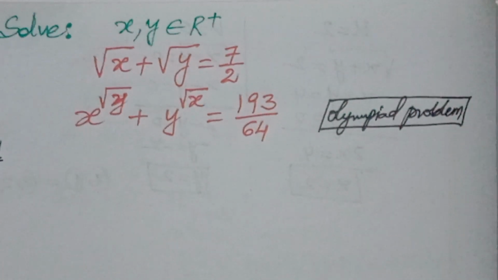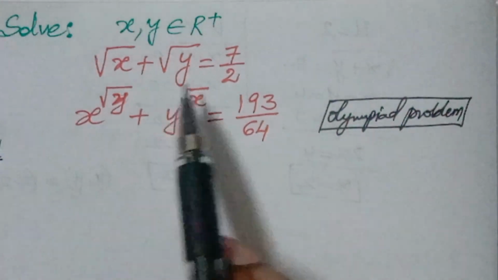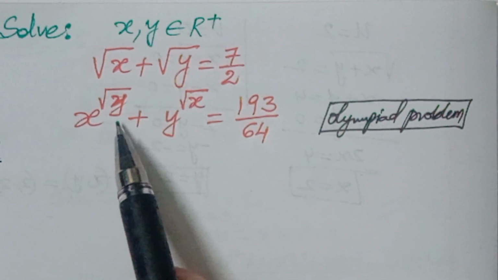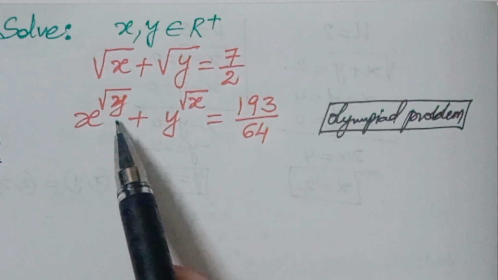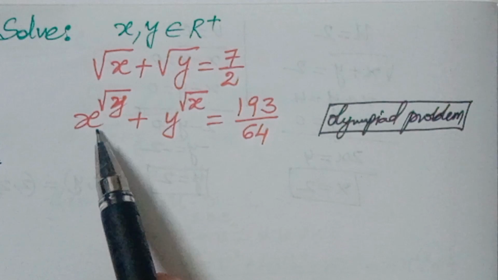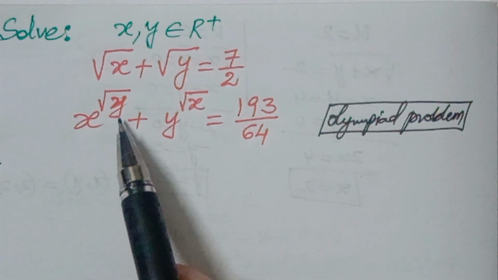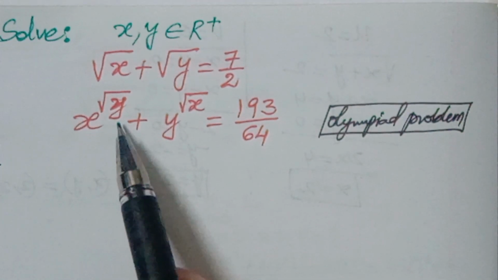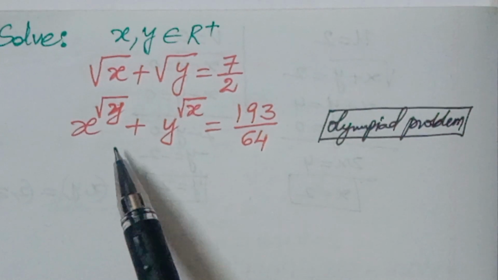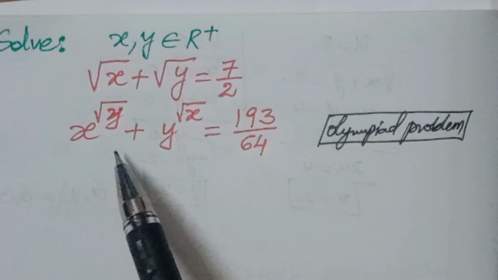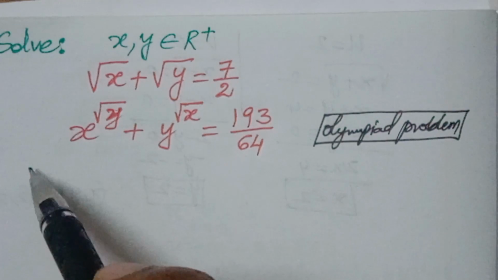So how to solve this problem? Here a square root is there, so you might think of squaring on both sides. But here the power of x is a square root, so you have to do it in another way. You cannot do squaring on both sides.